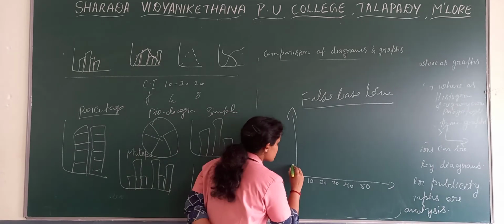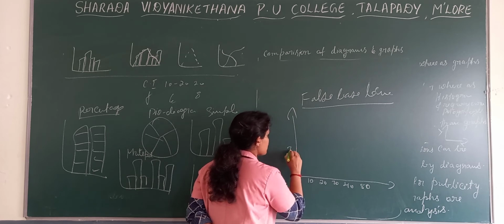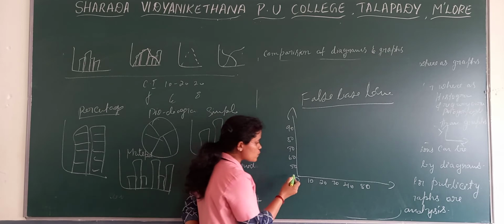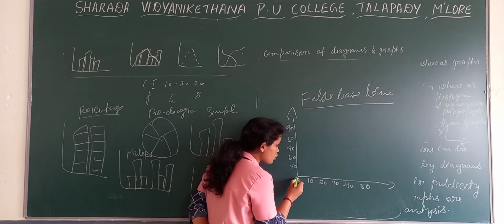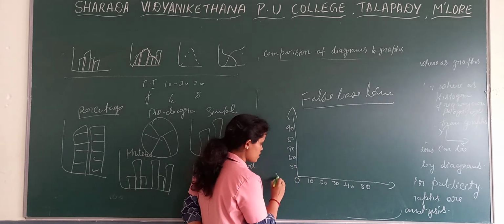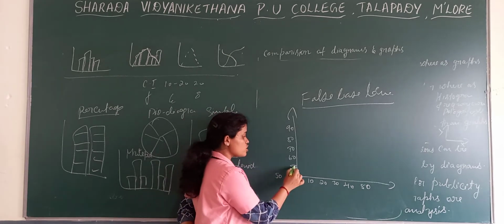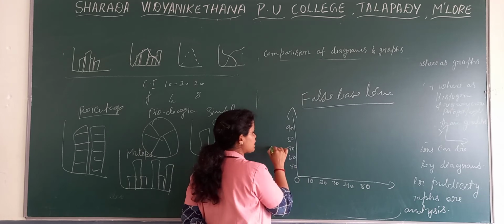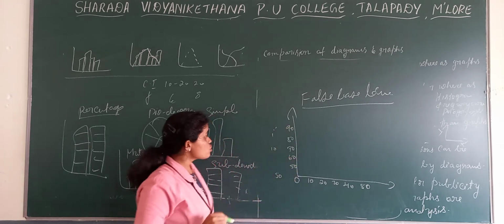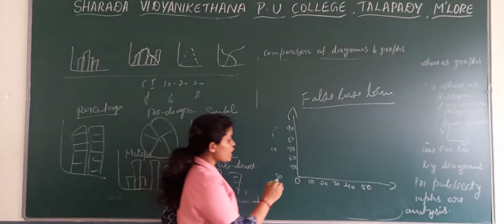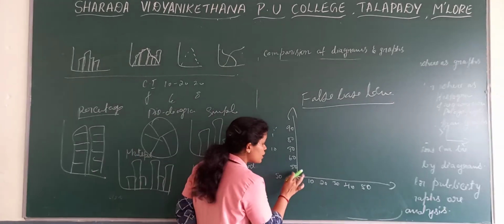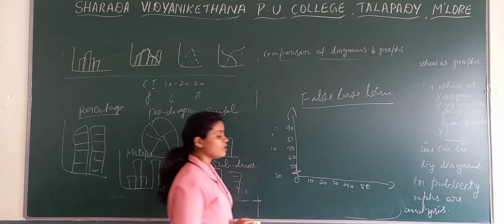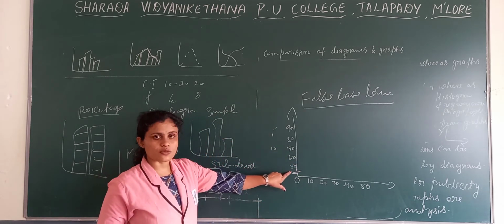Now here, we'll start from 50, 60, 70, 80, 90. Now see the difference. The difference between 0 and the first value is 50. Then the rest of the values, the difference is 10. So here it is not equal. Means we are not using any scale here. So here we need to represent a kinked line. This we call false base line.